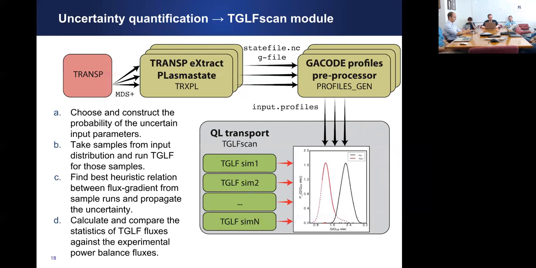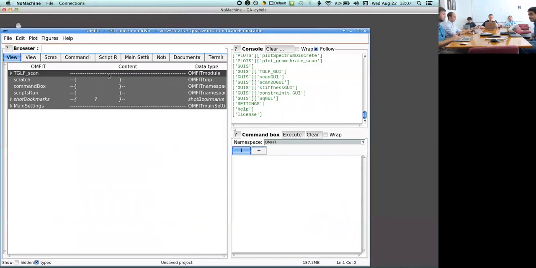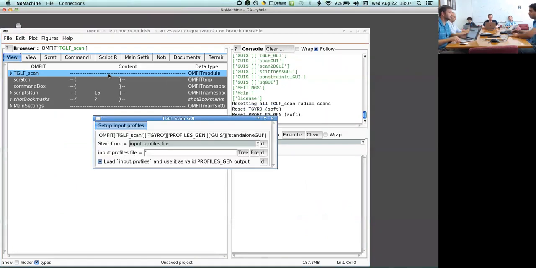And I'm going to do a live demo of this TGLF scan module, and I'm going to explain how different things would look like as we do a UQ scan in the TGLF. Okay, so here we have the TGLF scan module loaded up in OMFIT, and we're going to take a look at one of the experimental cases to see how these uncertainties would propagate.